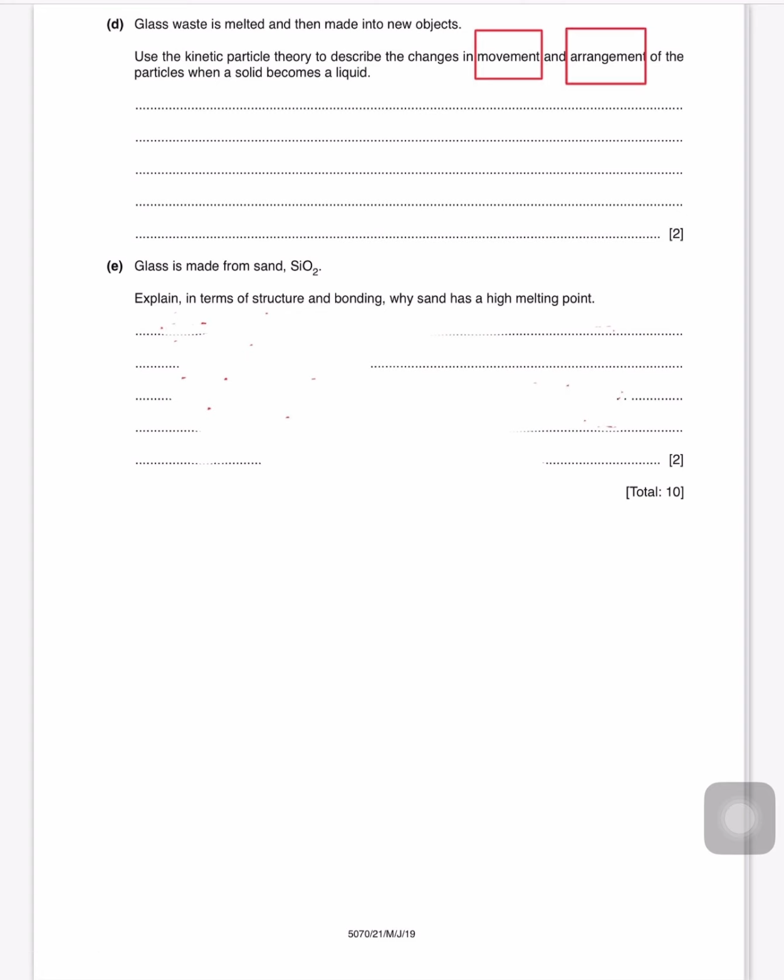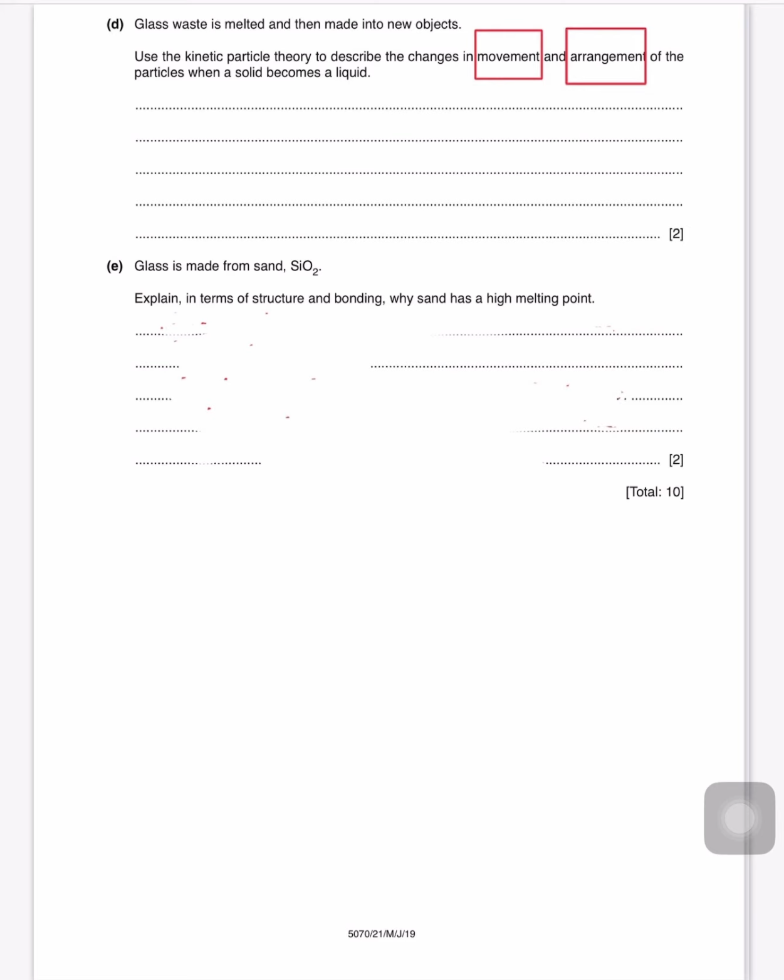All right, I'm reading the question. Glass waste is melted and then made into new objects. Use the kinetic particle theory to describe the changes in movement and arrangement of the particles when solid becomes liquid. What was that process? I have taught you earlier that solid turning itself into a liquid is called melting. Solid absorbs heat and then it will turn itself into a liquid state. So what we are going to write for these 2 marks and 5 lines.